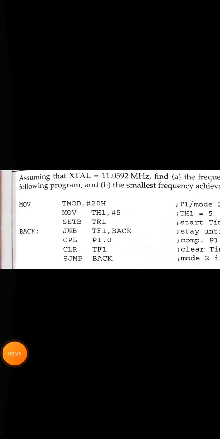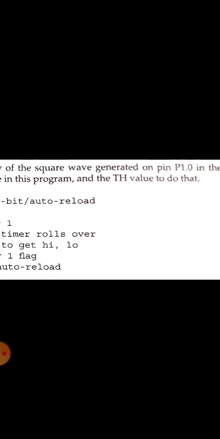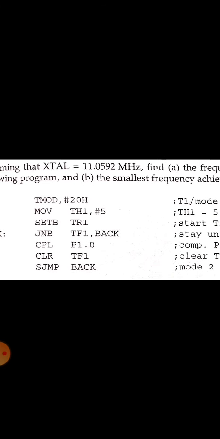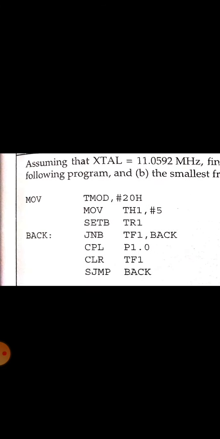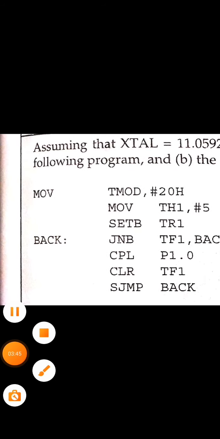Let's take an example and understand. Here you have been given a program and you have been asked to find the frequency of the square wave generated, and also the smallest frequency which is achievable in this program. The crystal frequency you have been given is 11.0592 megahertz. With the crystal frequency you can find the timer frequency and period. With this crystal frequency you have the period as 1.085 microsecond.